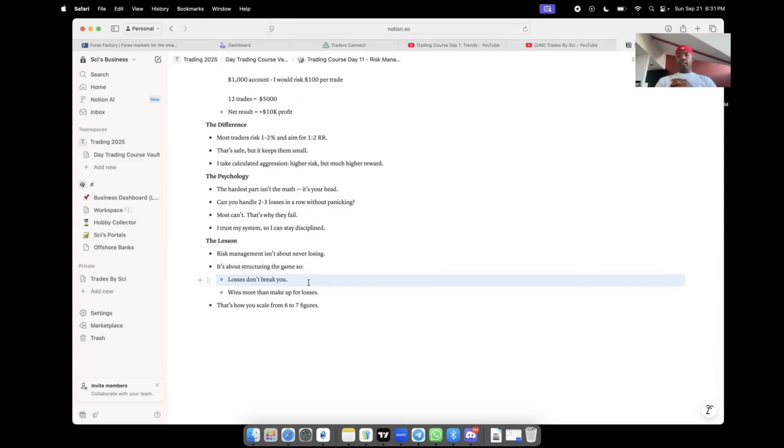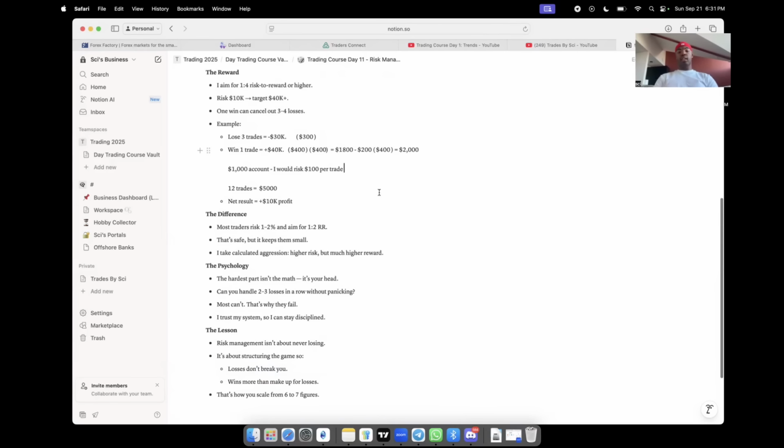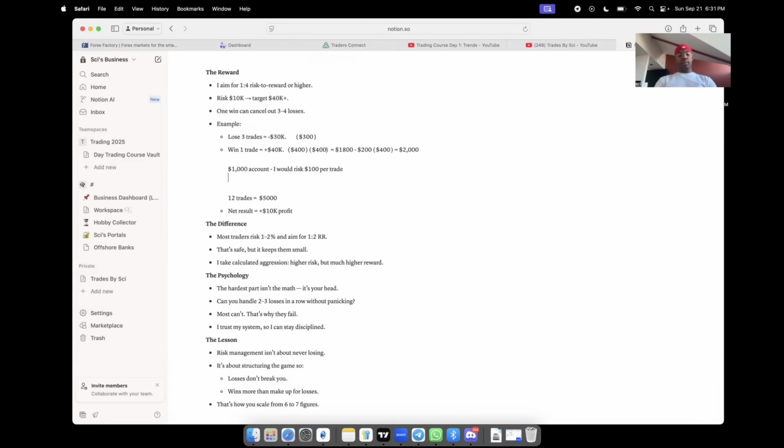So overall, this is how you scale to the 6 and 7 figure range, because over time it will scale up. So let's say once again, let's go back to that $100 per trade. If we get up to $5,000, then we can up this. So with a $5,000 account, we can up this now to right around $500 per trade.